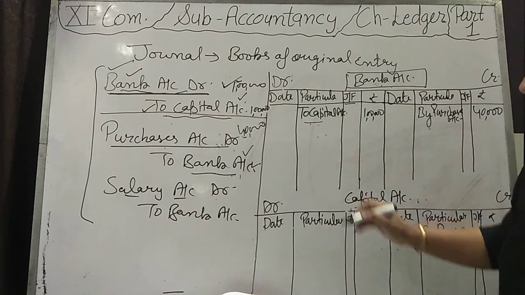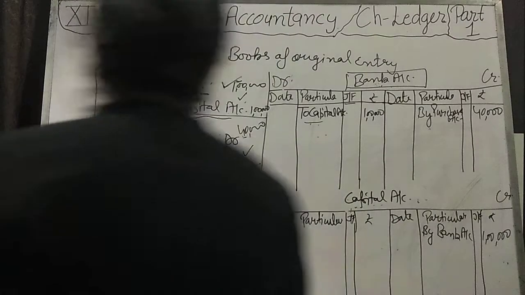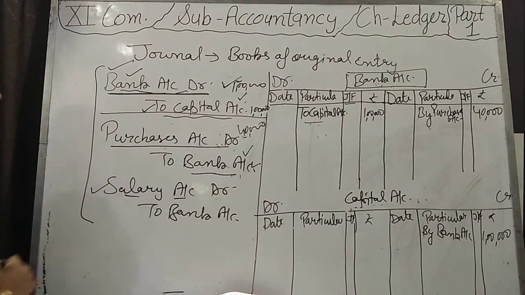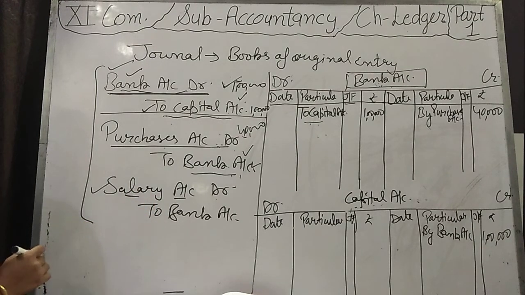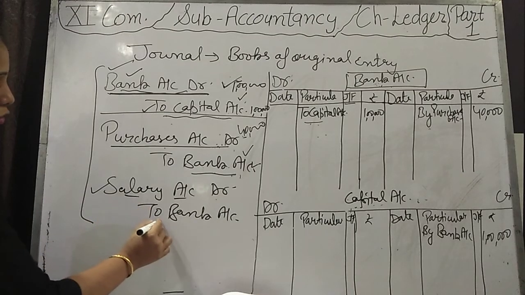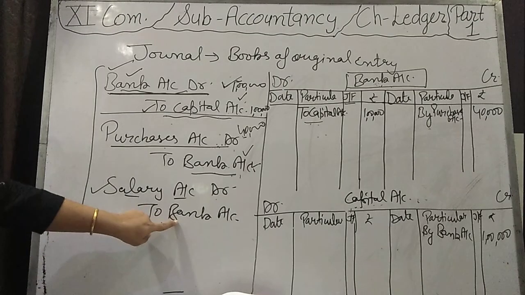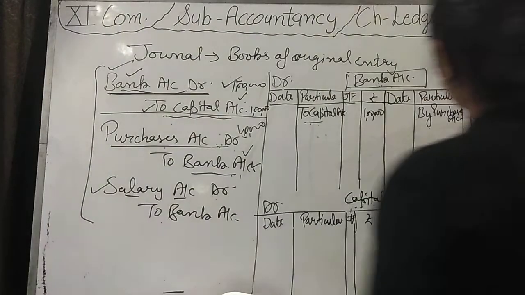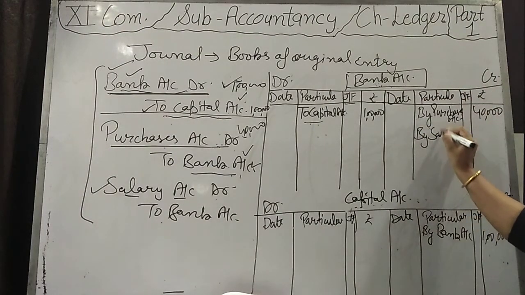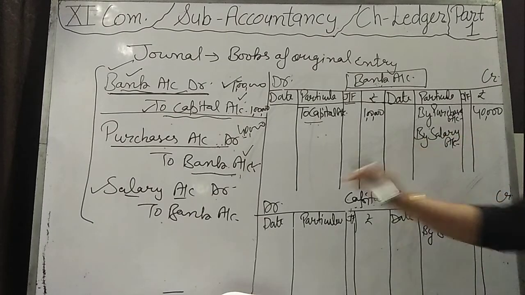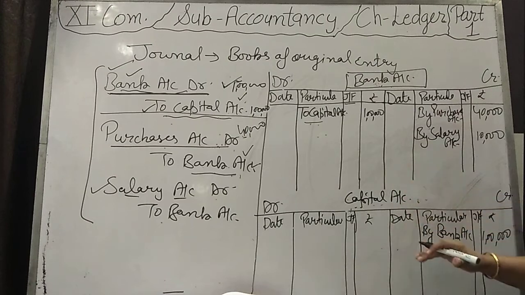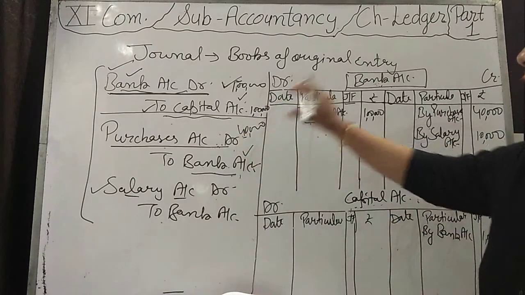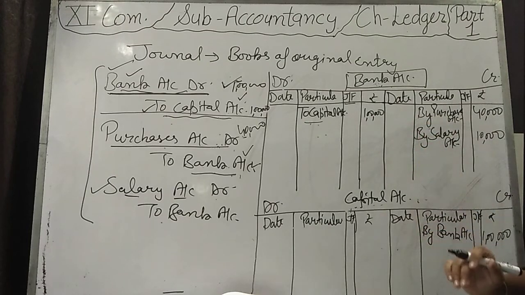Okay. Now one more account we will make, that salary account debit to bank. This is the third journal entry. Here also salary account is debit. So in salary account, on the debit side we will write to bank account. And in bank account, on the credit side we will write by salary account. How much amount is there? That we will write here, like 10,000 is there, then we will write 10,000. Okay, so this is known as posting from journal to ledger.